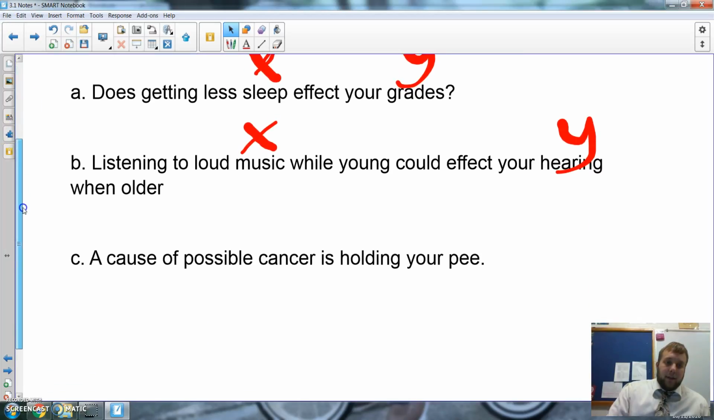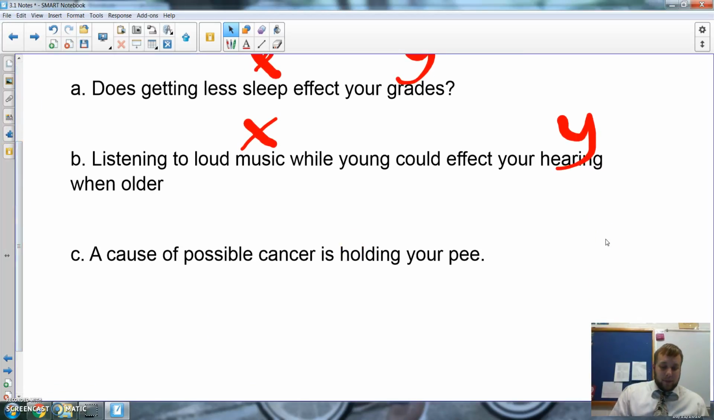And then lastly, okay, a cause of possible cancer is holding your pee. All right, now I don't want a whole bunch of people raising up 3 fingers now all of a sudden. All right, I don't know if this is true. I heard it in a movie, Liar Liar, and everything with Jim Carrey has got to be true.